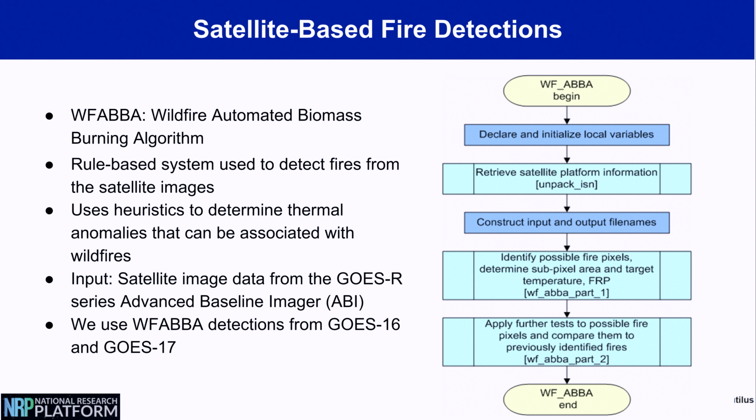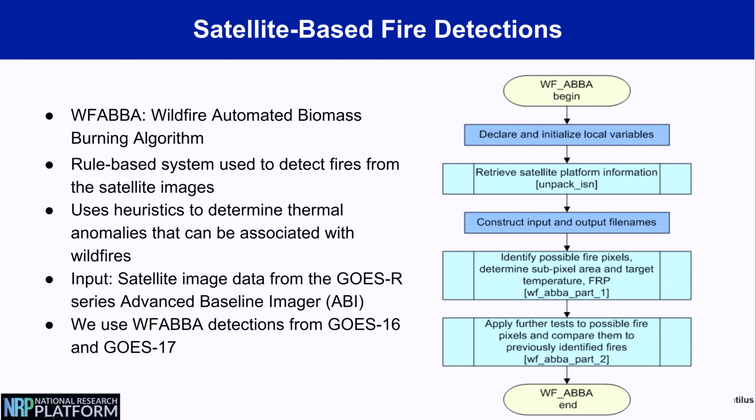So this is a rule-based system. It's not a machine learning system, and it is used to detect fires by analyzing satellite imagery. So it uses heuristics, it uses rules to determine if there are thermal anomalies in the satellite images that it's looking at. And there could be false positives here, right? So if you have a rooftop that is very reflective, or if you have a large satellite dish, those could register as thermal anomalies as well.